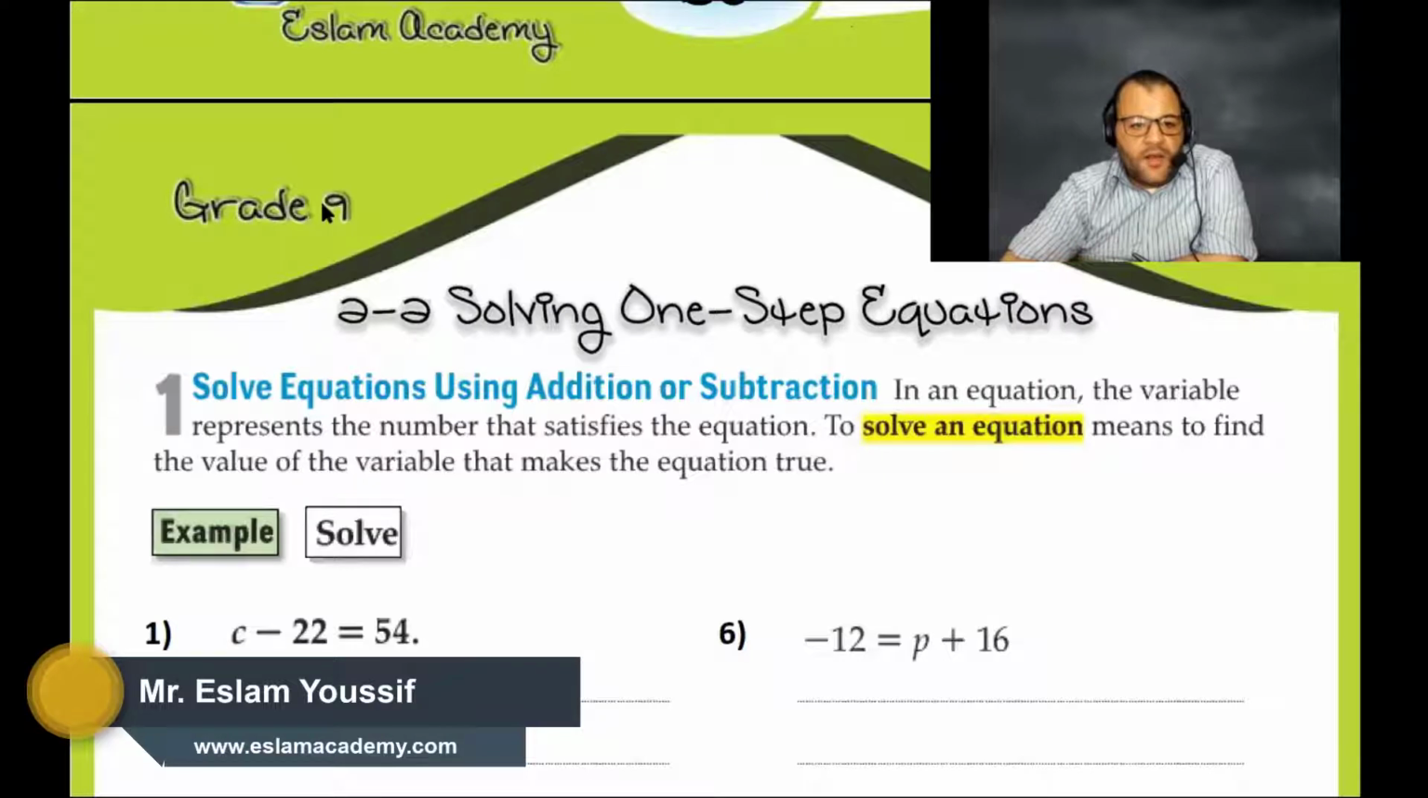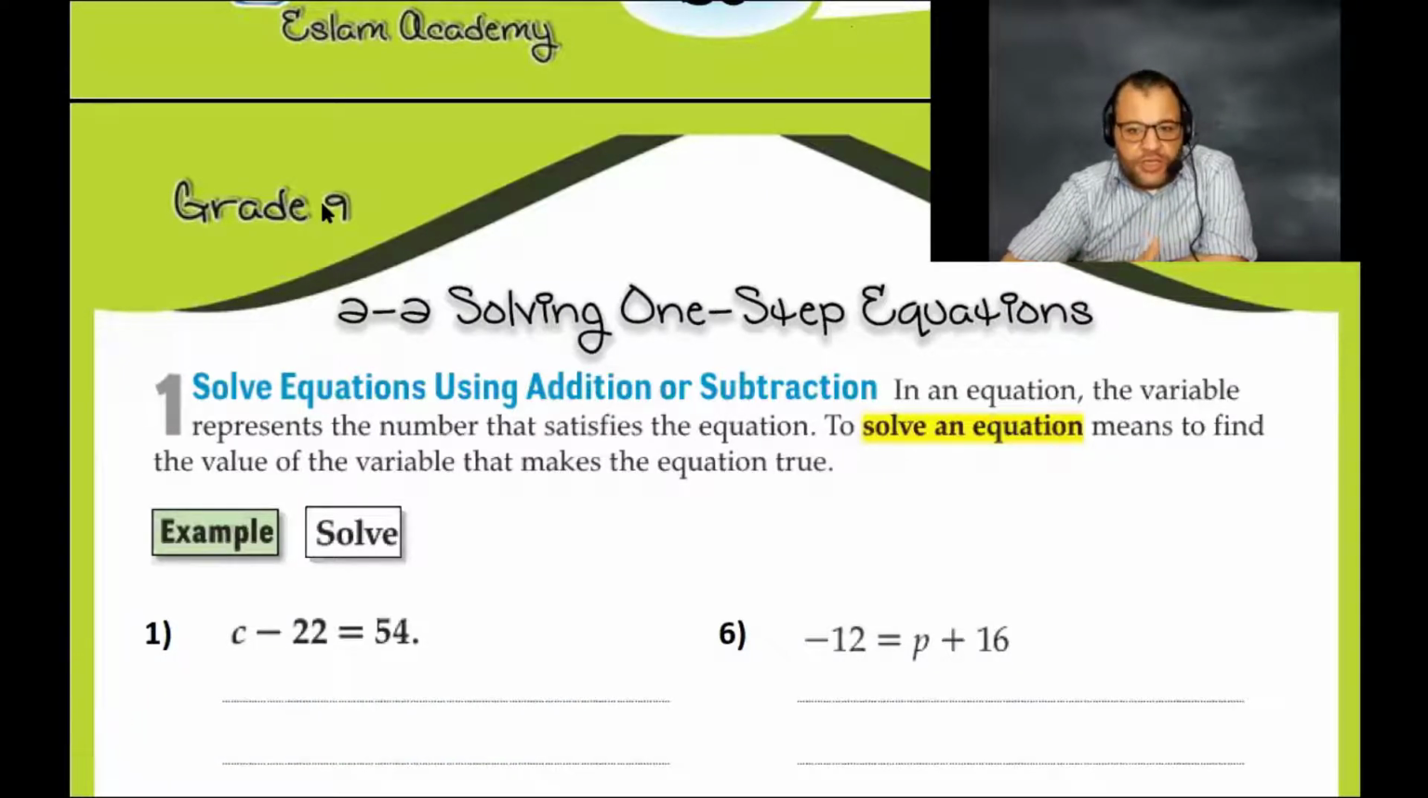Yeah, but solving it must involve a variable. So what is the meaning of solving an equation? You must find the value of the variable which satisfies the equation, or which makes the left-hand side equal to the right-hand side. Right. Not just finding any value of the variable.